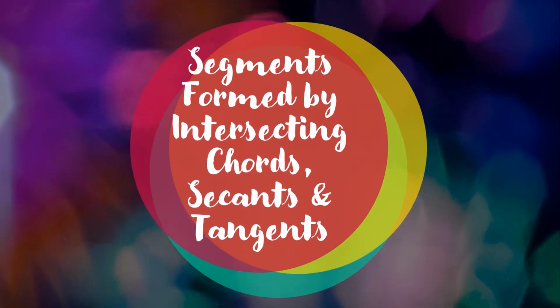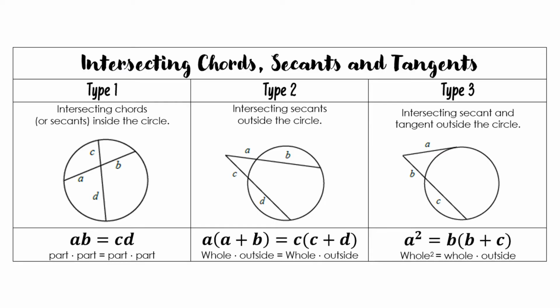Our last topic for this unit is intersecting chords, secants, and tangents. We discussed something that looked like this earlier in the unit, but we were focusing on the angle measures. This time we're going to be focusing on the segment lengths. There are three types of intersections that can happen. One would be either two intersecting chords or secants that intersect inside the circle. When that happens, there are four segments created.